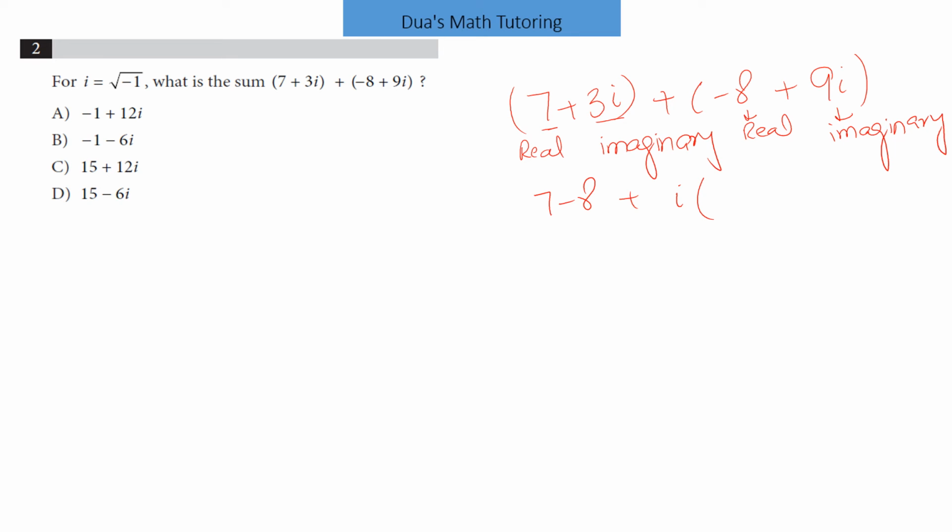Both imaginary parts have the i, so I'm taking it as common. So 3 plus 9. 7 minus 8 will be minus 1, and 9 plus 3 is 12, so 12i. So our correct option is option number 1, minus 1 plus 12i.